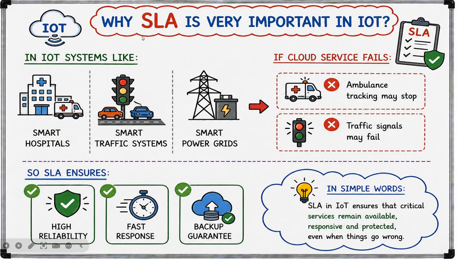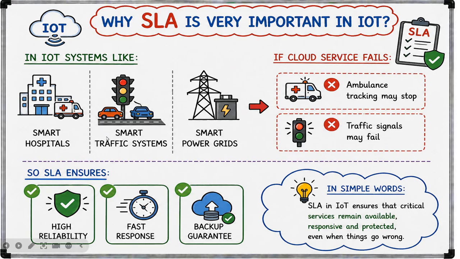Okay. Now, why is the SLA very important in the Internet of Things, or IoT? IoT systems depend heavily on cloud services to collect, process, and respond to real-time data. If the cloud service fails, the entire system can stop working, which may cause serious problems. Like in smart hospitals, the devices monitor patient health and data is sent to the cloud for analysis. If the cloud fails, what happens? Then the doctors may not receive critical patient data, and a delay in treatment can be dangerous.